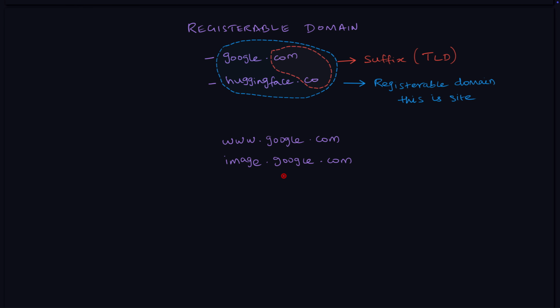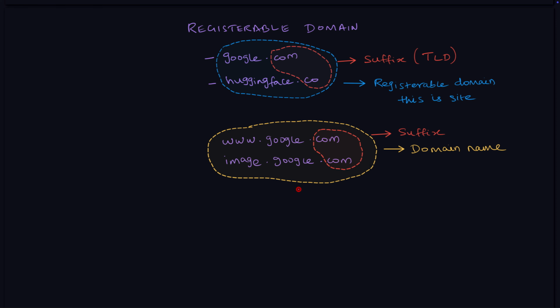Let's see some other examples now. Let's take different domains. We have two different domains here. These are basically subdomains of google.com. The first one is www.google.com and the second one is image.google.com. If we apply the same principle that we have seen previously, where a site is a suffix and a name that comes just before the suffix, in this case .com is the suffix, and the whole thing is the domain name, but Google is the name that comes just before the suffix. So google.com is actually the site name.